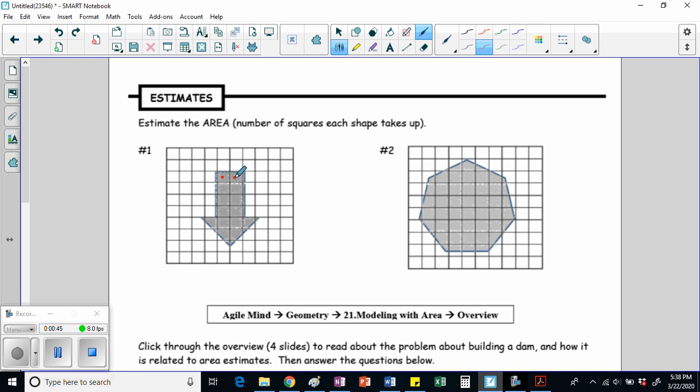This 1, 2, 3, 4, 5, 6, 7, 8, 9, 10. There are 10 full squares. Now, what about all these partial squares? Well, there's 2 basic ideas here. What most people will instinctively do is they'll start grouping those squares.